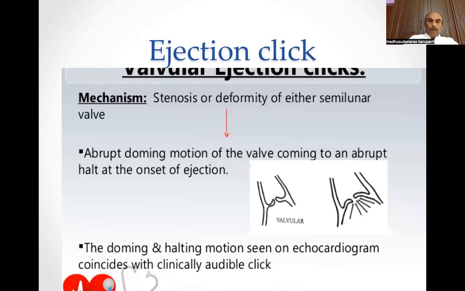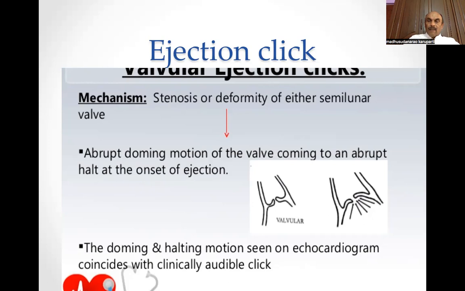This is because of the abrupt doming motion of the valve coming to an abrupt halt at the onset of ejection. That is the mechanism that results in the click. Try to remember one point: the clicks are appreciated in aortic as well as pulmonic stenosis. These stenoses must be at the level of the valves. When you are appreciating an ejection click, it means you are dealing with aortic or pulmonic valvular stenosis of mild to moderate severity.